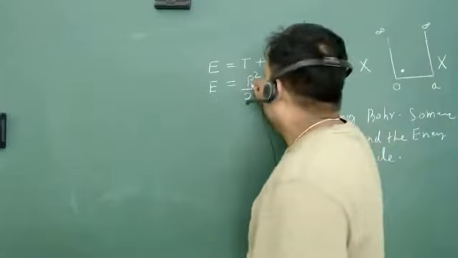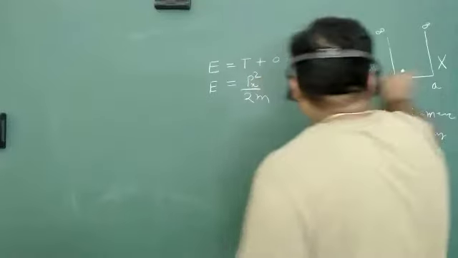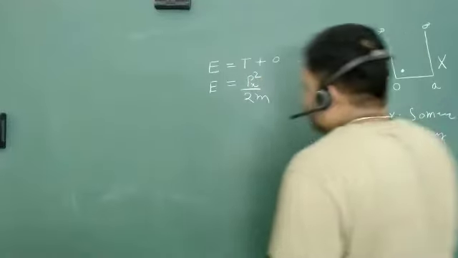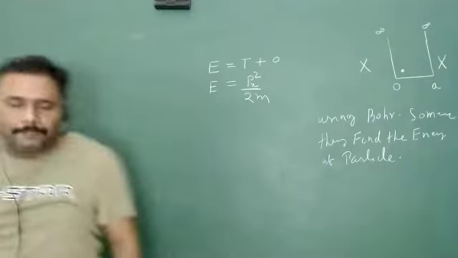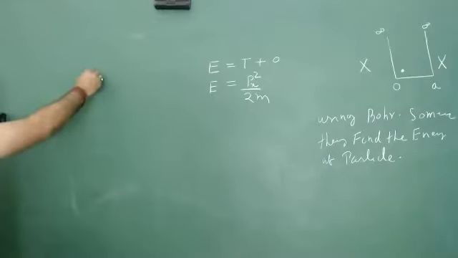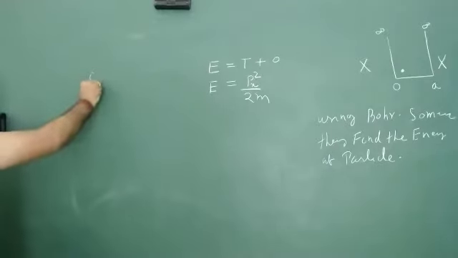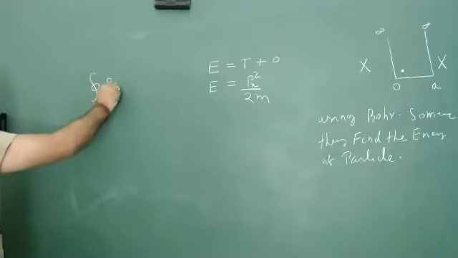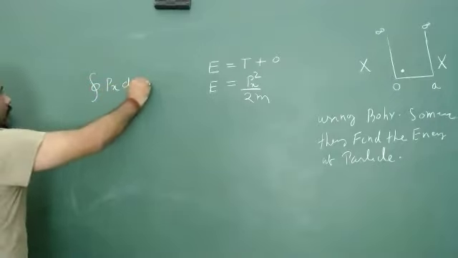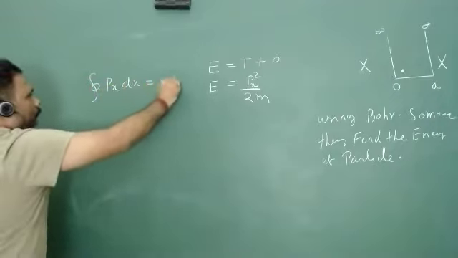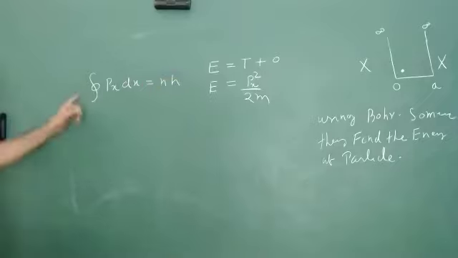I will just take px because I am just going along the x-axis. What has Bohr-Sommerfeld theory said? It says that the integral of px dx is equal to nh. And this is for the closed curve.